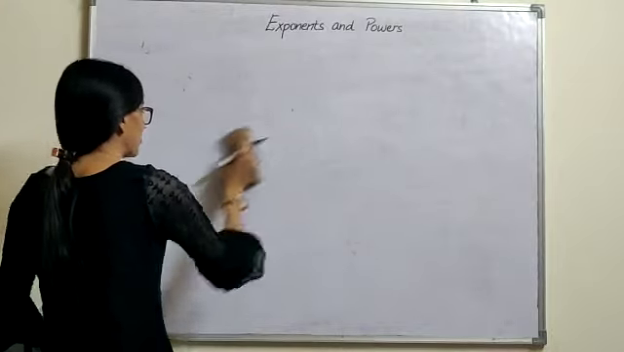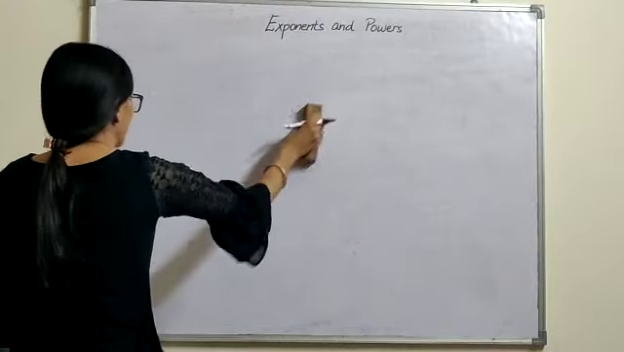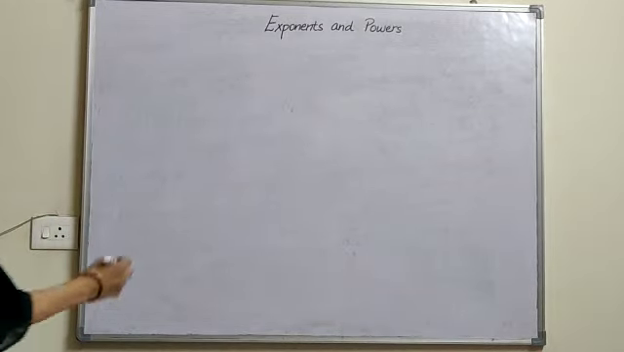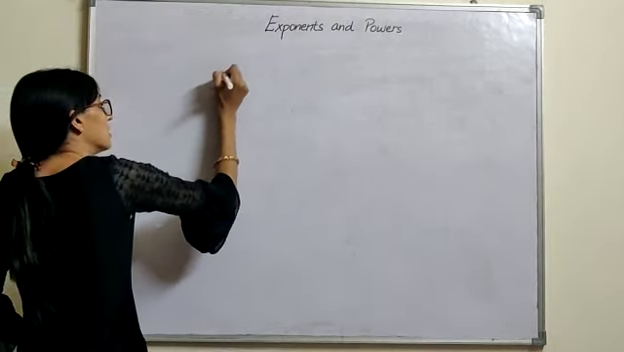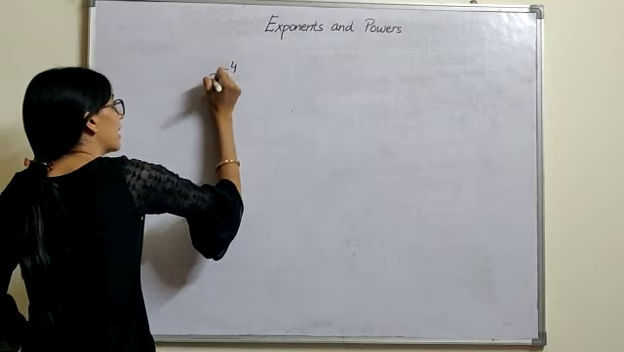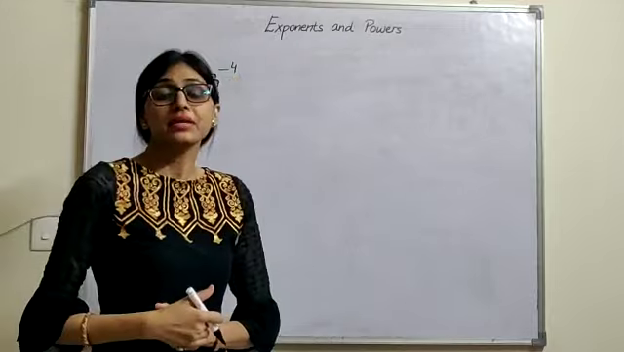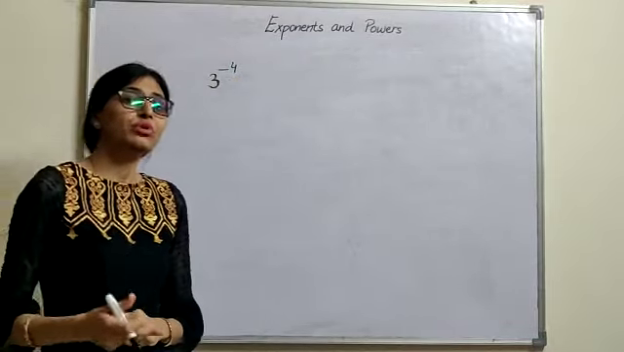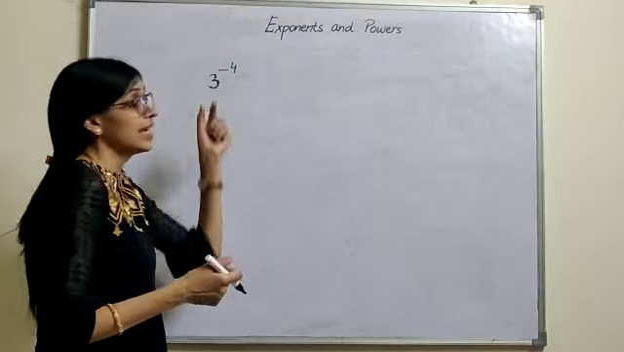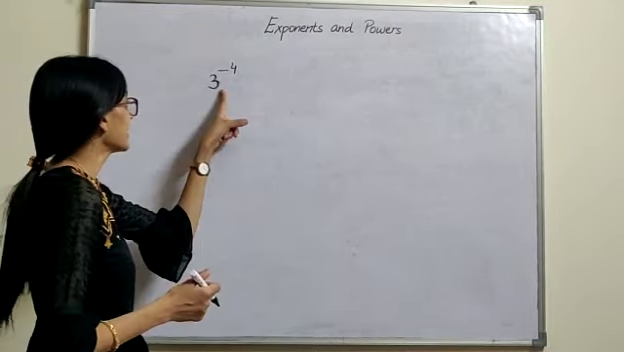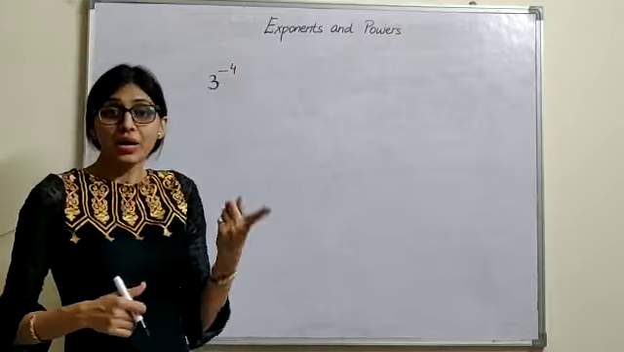Now the first question is, suppose 3 raised to power minus 4 is given to you. 3 raised to power minus 4, and you have to convert this into positive exponent. Positive exponent means positive power.